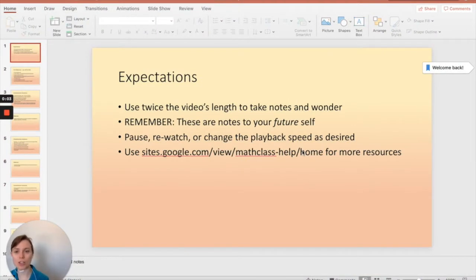Today's expectations are to remember that you're using twice this video's length. So I'm going to try to keep each video between 10 and 15 minutes. That way you can spend 20 to 30 minutes making sure you process this, pause, take your time to write, make sure you're adding more annotations to the notes, making sure you and your future self remember what you learned and why it all works.